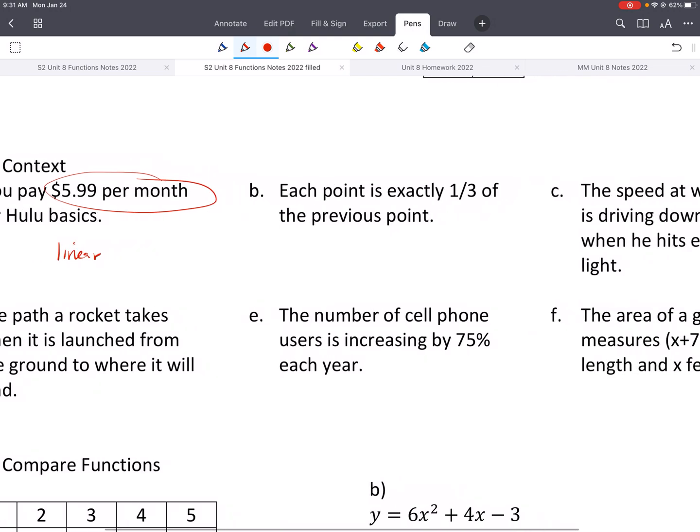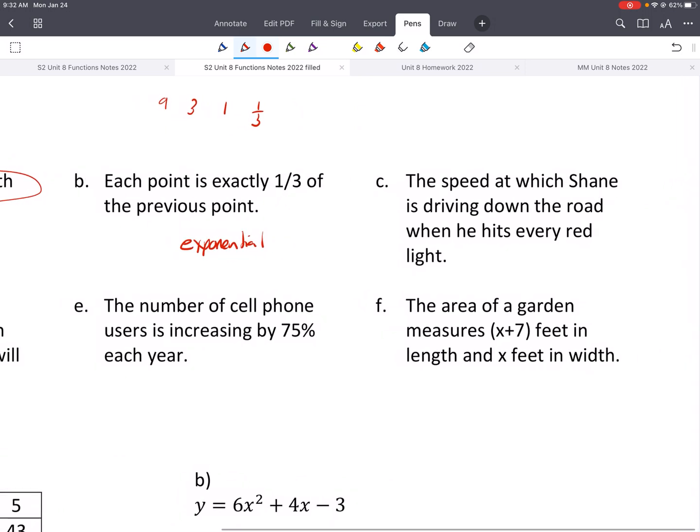Each point is exactly 1/3 of the previous point. So maybe the first point was 9, which means the next point would be 1/3 of that, which would be 3, and then the next would be 1/3 of that, which would be 1, and 1/3 of that would be 1/3. So it's being multiplied every time by 1/3, so this would be exponential.